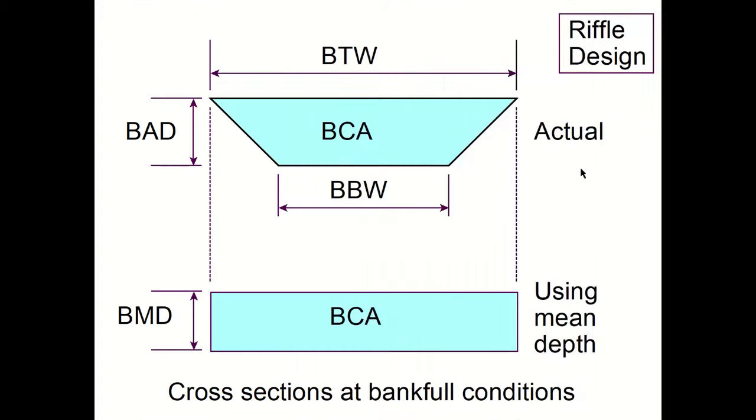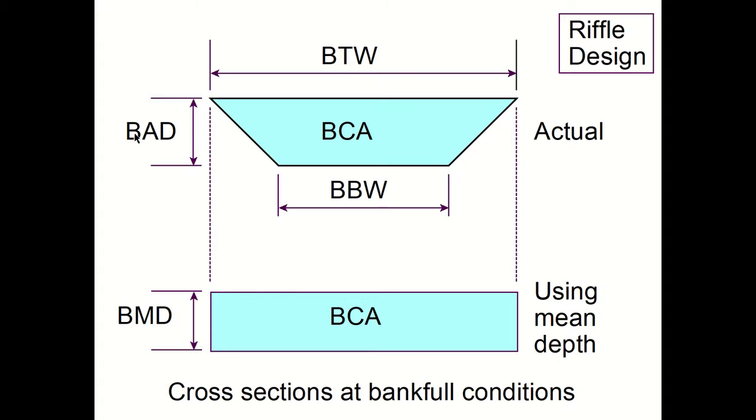In this particular file, we're going to talk about how to design the bankful riffle cross-section. So I have a bunch of designations on this particular slide. Here we have bankful top width. And then we have BCA, which is bankful cross-sectional area.